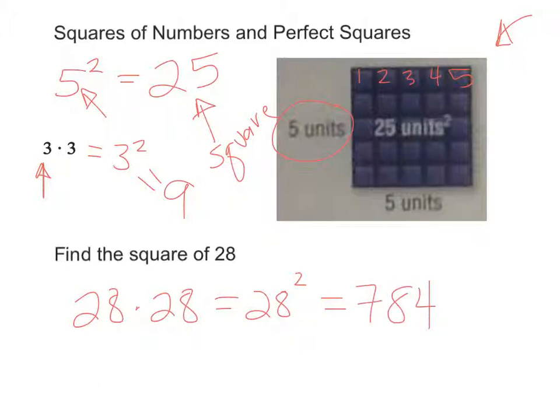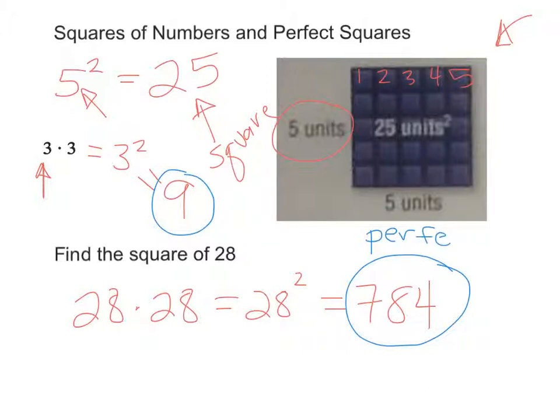784. Some more emphasis on the terminology here. Numbers like 784 and 9 are known as perfect squares because they are the squares of whole numbers. Some other perfect squares would be 144 is the perfect square of 12, 16 is the perfect square of 4, and so on.